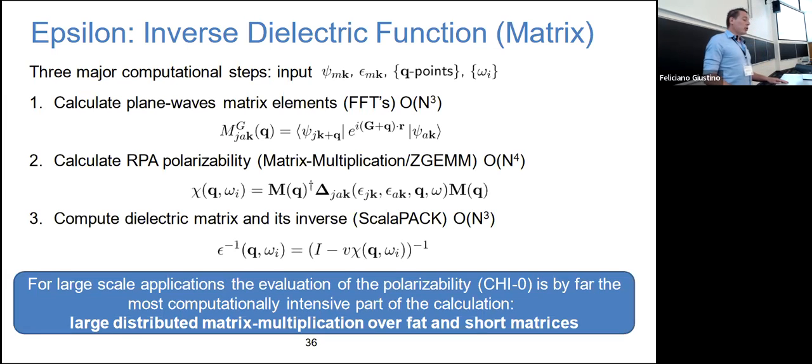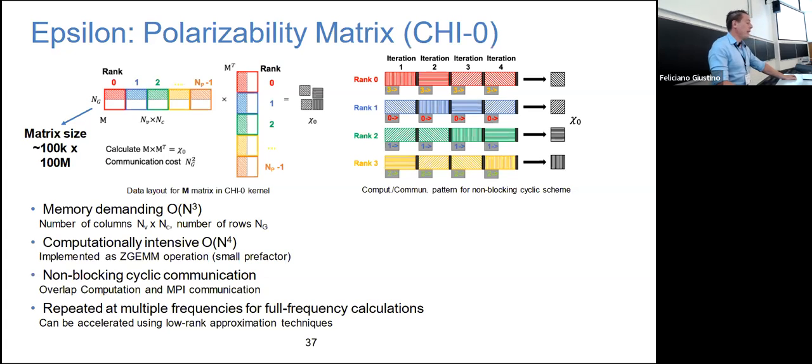Now, for a large-scale application, the evaluation of chi-0, the polarizability of the system, is by far the computational bottleneck of the application. This kind of operation is implemented as a large distributed matrix multiplication over short and fat matrices, as shown in the layout here. To give you an idea for a large-scale application, when we are going to thousands of atoms and tens of thousands of electrons, this matrix is very, very big, of the order of hundreds of thousands of rows and can easily exceed hundreds of millions of columns.